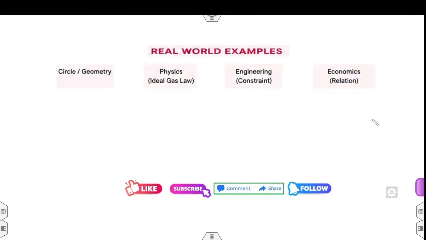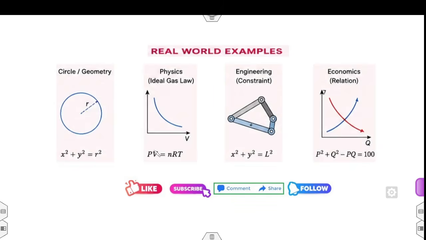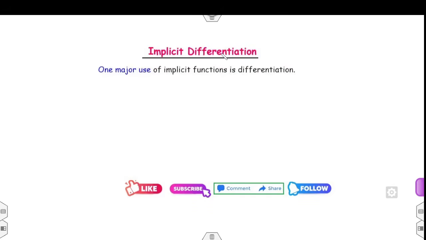There are many real life examples, like the circles and physics laws we have discussed. Find engineering constant x square plus y square. If you find the value of y, definitely it will be plus minus. That is not a single value. Similarly, if you look at economics, again, you can never find the value of p as a single function of q, or q as a single function of p. All these are examples of implicit equations and implicit functions.